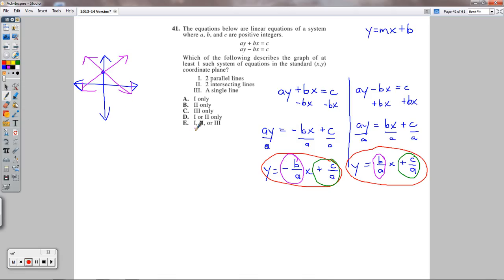So what do we have here? The only thing we can have of what's listed here is two intersecting lines. That's option 2. 1 and 3 are not possible options. They're going to intersect if these values a, b, and c are positive integers. So they have to intersect. The only correct choice then, the correct choice for number 41 is choice B.